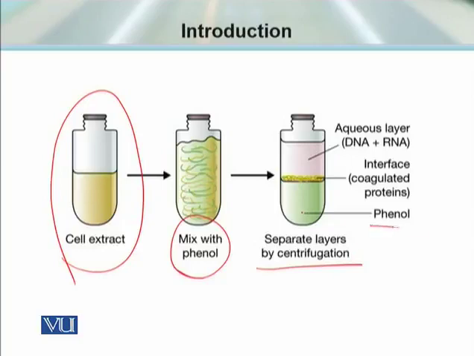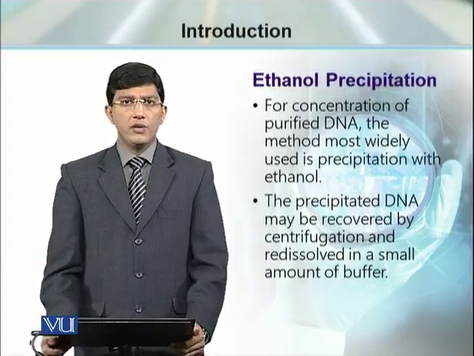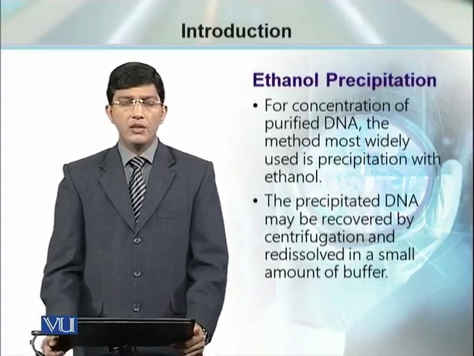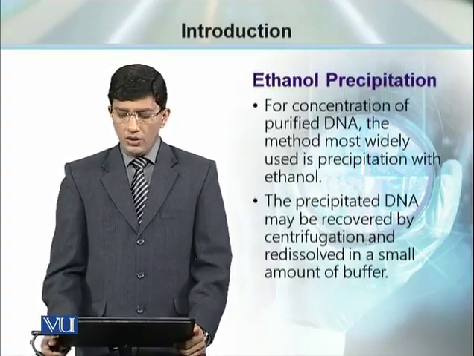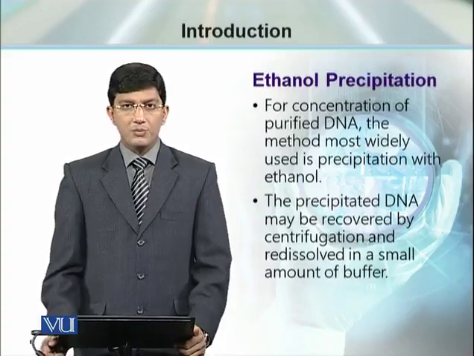The bottom layer is of phenol, and the aqueous layer consists of the nucleic acids, DNA and RNA, whereas you can see that the proteins coagulate at the interface of the phenol and the aqueous layer. Once we separate the nucleic acid or DNA from the proteins and other cellular debris, the purification needs ethanol precipitation.